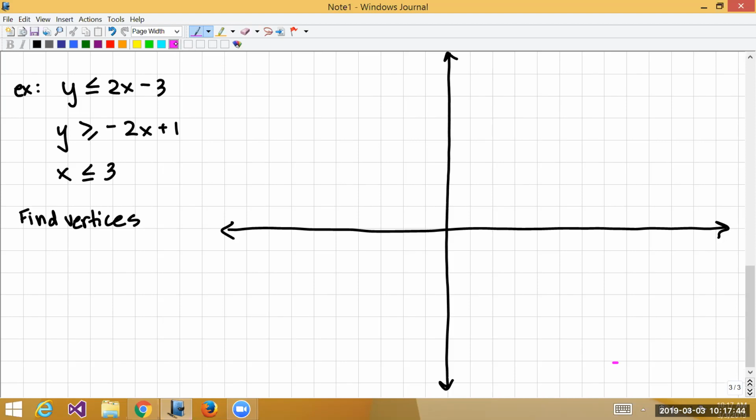Okay, so y is less than or equal to 2x minus 3. So we'll go ahead and put our y-intercept at -3. The slope is 2, which would be 2 over 1. So we'll go to the right 1, up 2, to the right 1, up 2, to the right 1, up 2, and this will be a solid line.